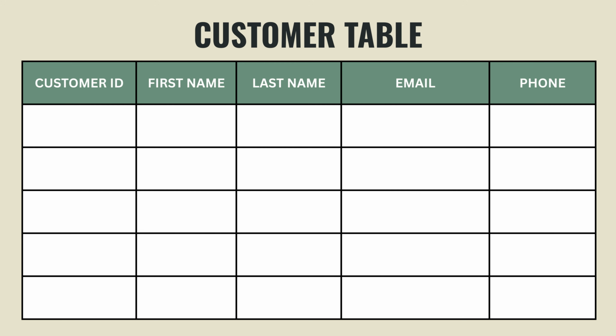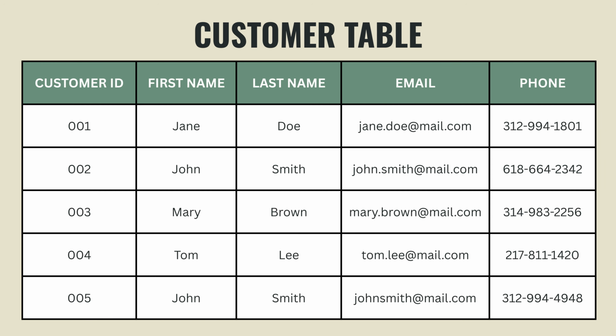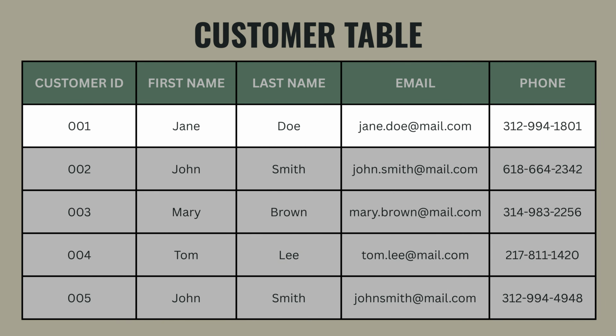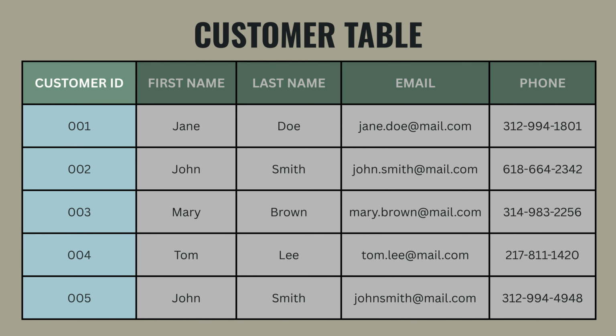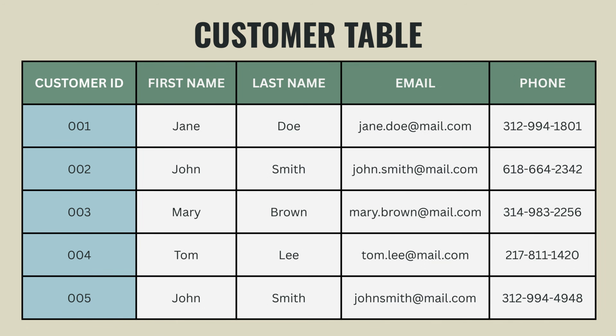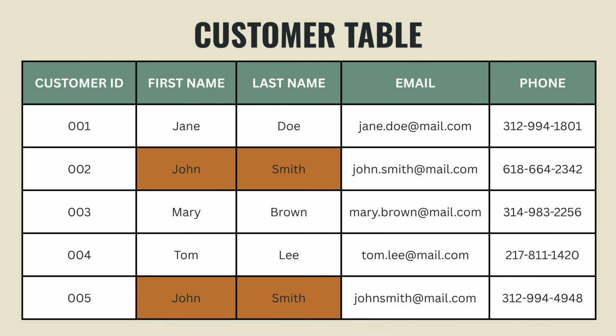Next, we'll add a few rows of data. And each row is called a record, one complete entry in the table. So this row represents one customer and the next row is another. Now let's take another look at that first column, customer ID. This is called a primary key. A primary key makes each record in a table unique, which prevents duplicates and mistakes. For example, two customers might share the same name, but their customer IDs will always be different. Without a primary key, the database wouldn't know which record is which.